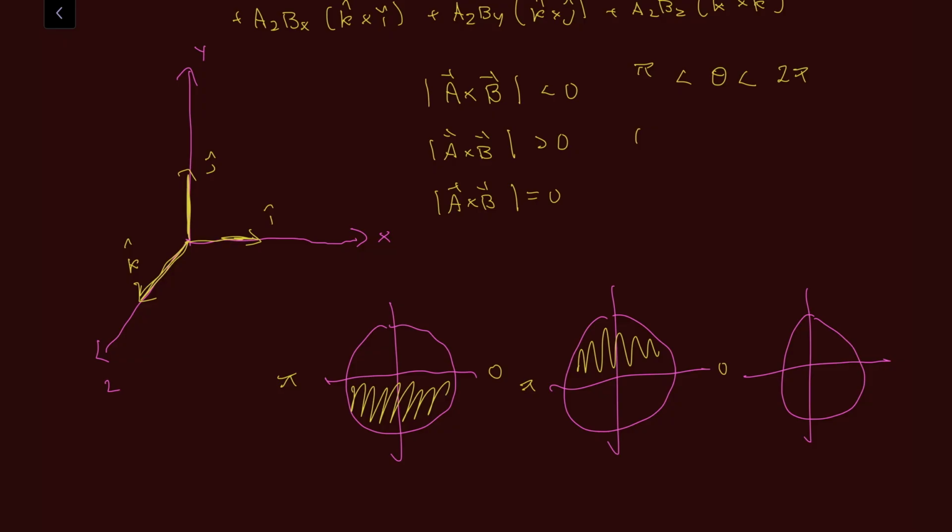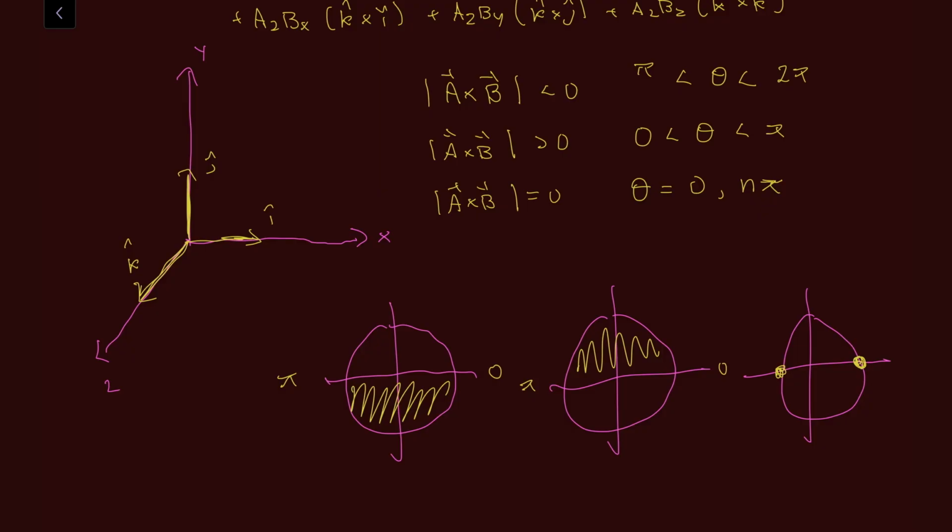So a cross b is greater than 0 when sine of theta is greater than 0, and that is when theta is greater than 0 but less than pi. Now, the third section: when is a cross b equal to 0? That would be in these sections right here, when the sine of theta is also equal to 0. And that's pretty much when theta is either equal to 0 or any multiple of pi.